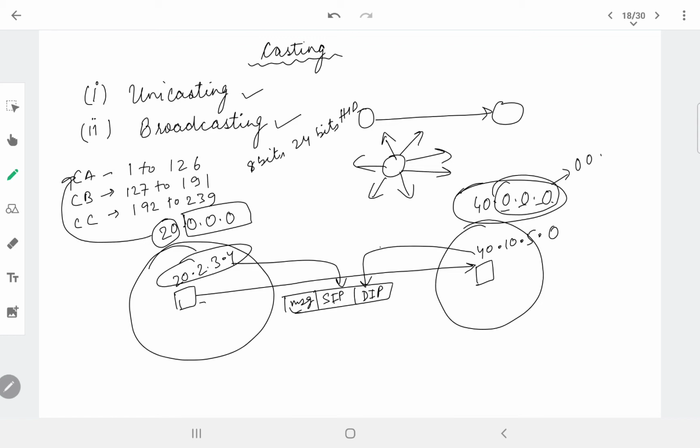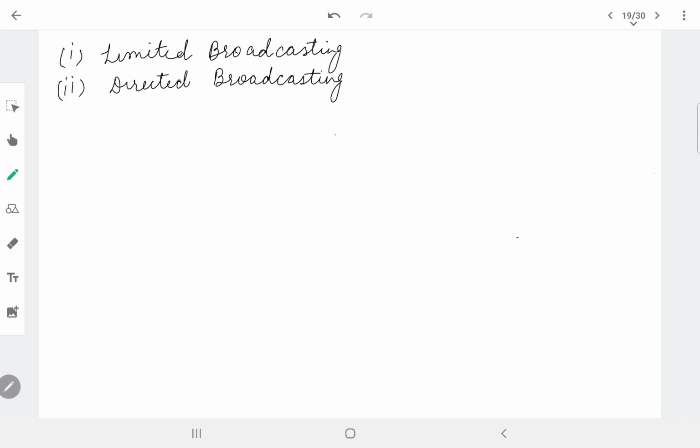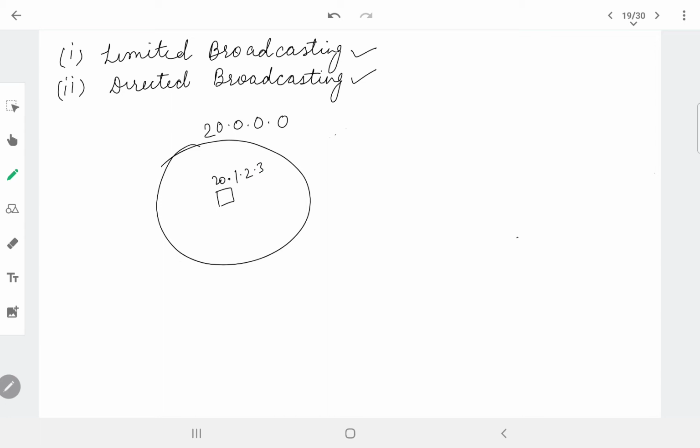Now coming to broadcasting. In broadcasting, we have two types. The first one is limited broadcasting, and the second one is directed broadcasting. In limited broadcasting, a host tries to send a message to all other hosts present in the same network. So if this is the network 20.0.0.0 and there is some host having an IP address of 20.1.2.3, and it tries to send a packet to all other hosts in the same network, this is called limited broadcasting.